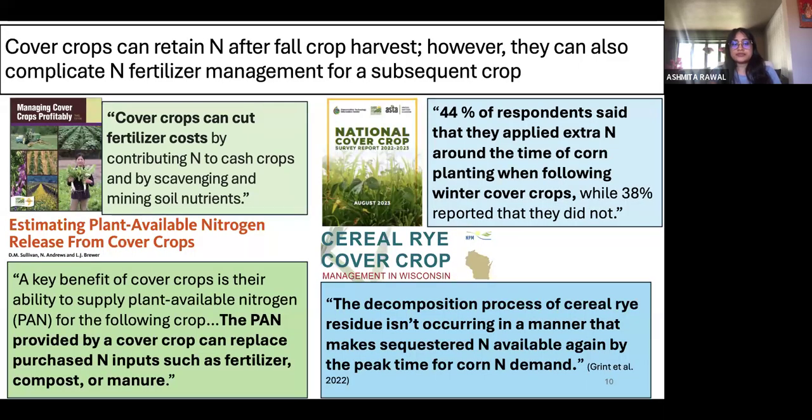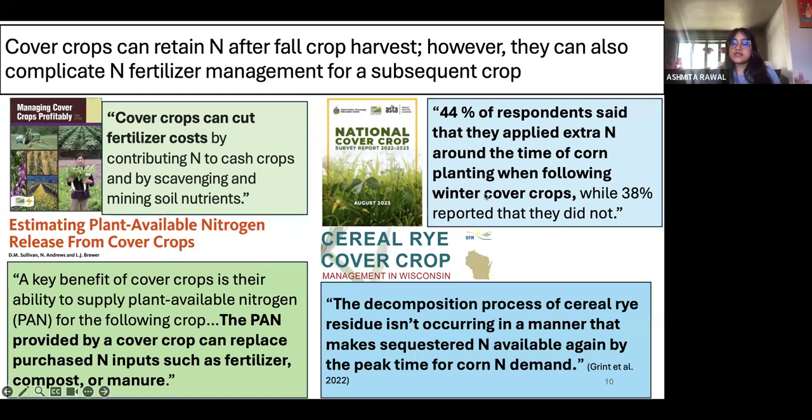And I'm going to present some of these contradictory experiences and perspectives around the cover crop advantage to the next crop. So some research has found that planting cover crops can cut fertilizer costs for the next cash crop, and the idea is the same: by scavenging or adding nitrogen to their biomass and then making it available to the next crop, thus cutting fertilizer cost.